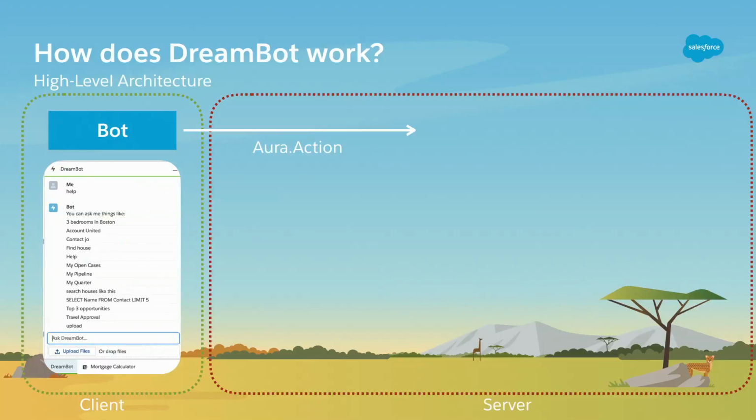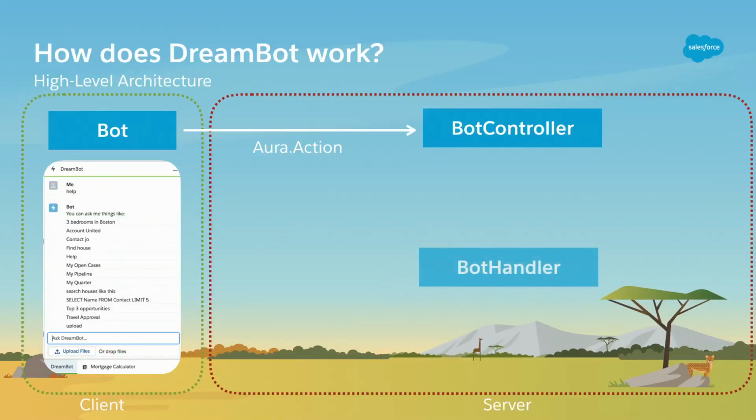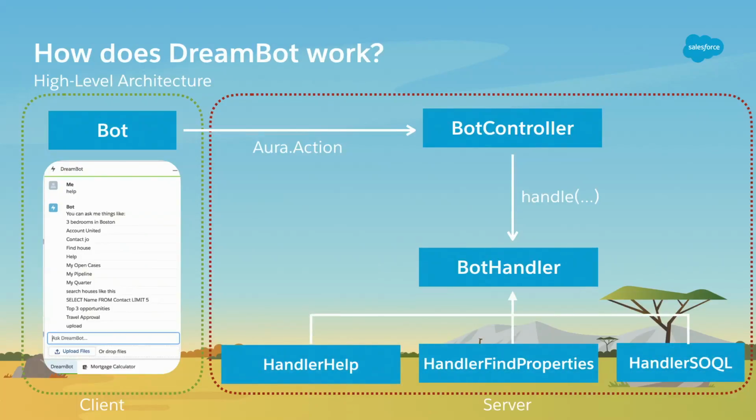Now, on the server side, this is where Apex actually lives. The first thing that gets hit is actually the bot controller class. What happens here is that the bot controller listens to what you have typed and delegates over to the appropriate bot handler. So bot handler is actually an interface. And what this does is that you have different implementers of that interface. So on this side, we have the help, the find properties, and the circle. And of course, we have a few more other ones that you'll see throughout there.